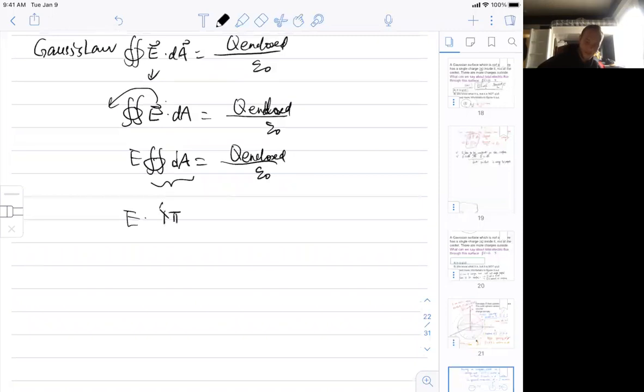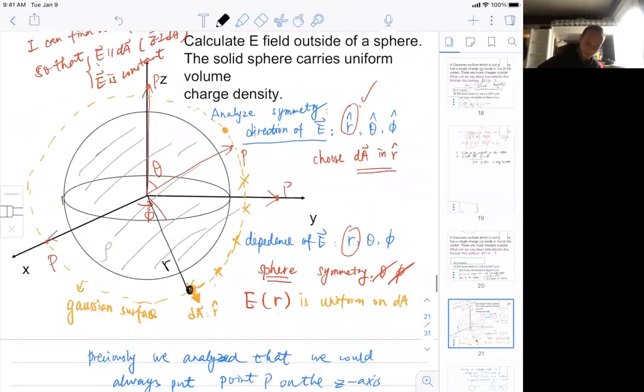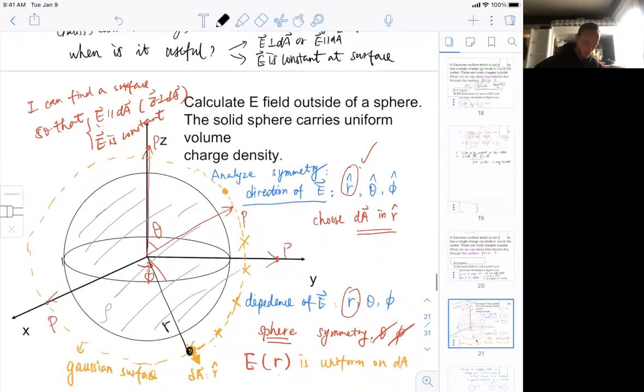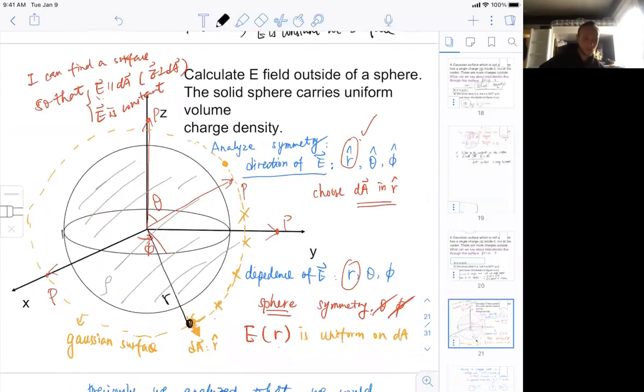4 pi little r squared, right? R here you can see is a variable. Q enclosed, total charge enclosed by this yellow surface I draw. So it's the total charge enclosed.